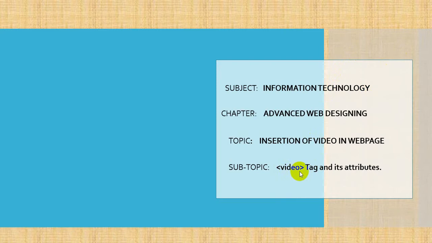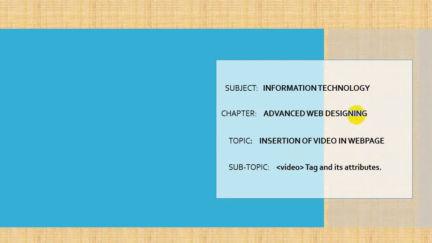Then we have special attributes. Like we have seen the attributes of the audio tag, such as src, then autoplay, then loop. These are some attributes which will be repeated in the video tag too. Means the video tag also supports these attributes which we have already learned in the audio tag. So the procedure is the same. If you want to insert audio, you have to use the audio tag.